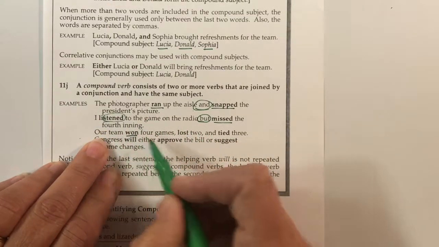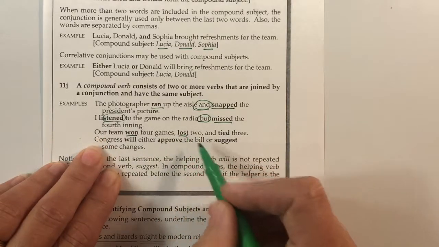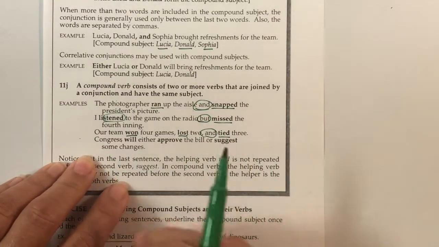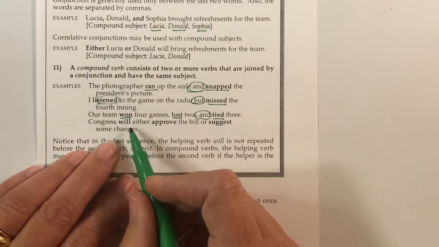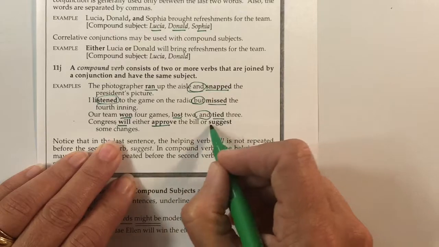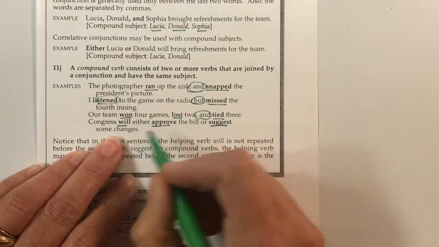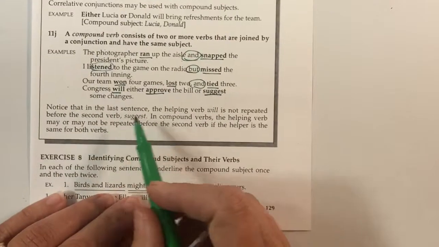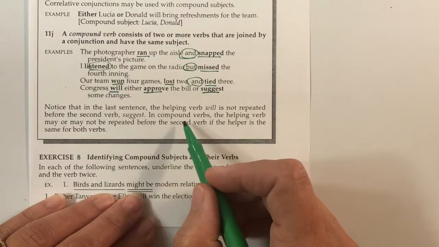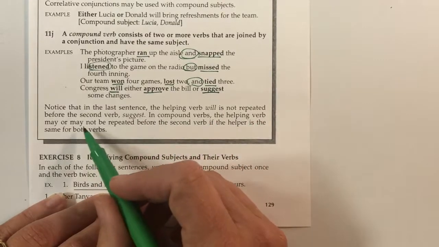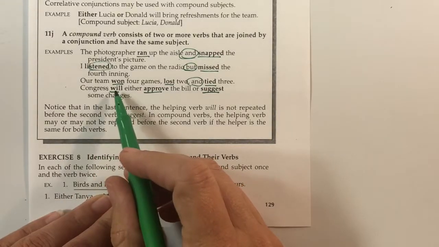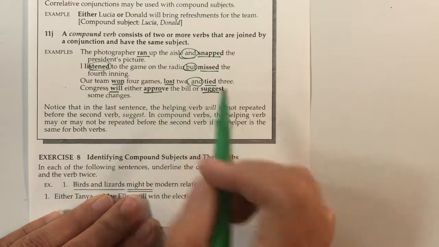Our team won 4 games, lost 2, and tied 3. So there are 3 verbs in this construction. Congress will either approve the bill or will suggest some changes. Will is a helping verb. So there are 2 verbs here, will approve, will suggest. Notice that in the last sentence, the helping verb will is not repeated before the second verb, suggest. In compound verbs, the helping verb may or may not be repeated before the second verb if the helper is the same for both verbs. So they could just put it in that one place, but it actually goes with both.